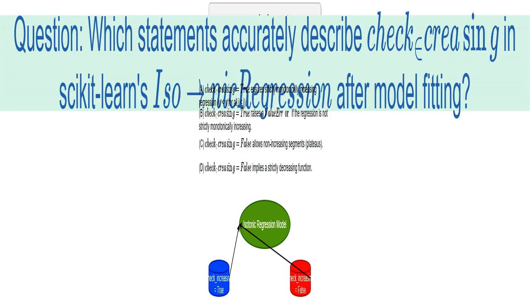This statement is incorrect. Setting _check_increasing to true only attempts to make the function strictly increasing. It does not guarantee it. If it fails, a value error occurs.